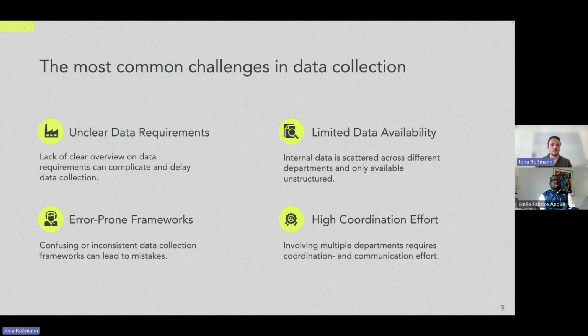So to summarize, manufacturers mostly face those four interconnected data challenges on the path to credible and successful LCA and EPDs. First, unclear data requirements, not knowing what's needed. Second, limited data availability. So the right data exists somewhere, but not in the right place or format. Third, error-prone frameworks. So there might be an inconsistent collection process that is prone to mistakes. And fourth, a high coordination effort. So the organizational burden of involving multiple stakeholders and departments.